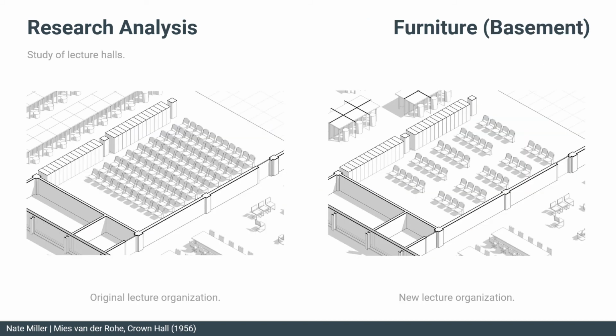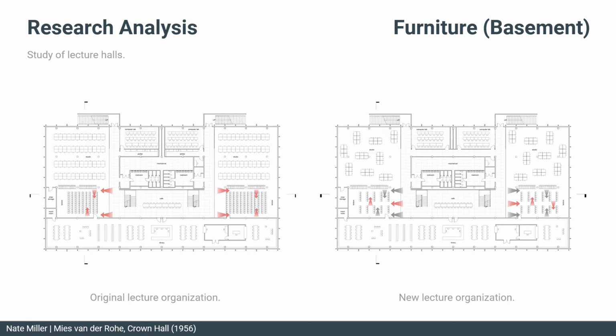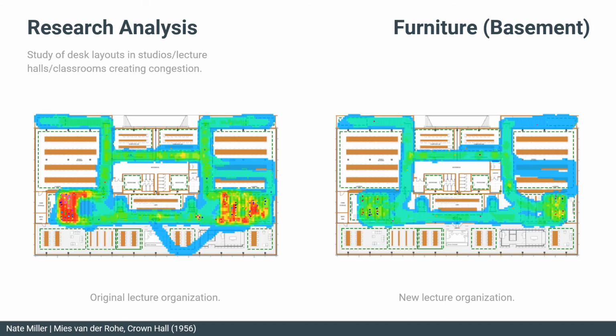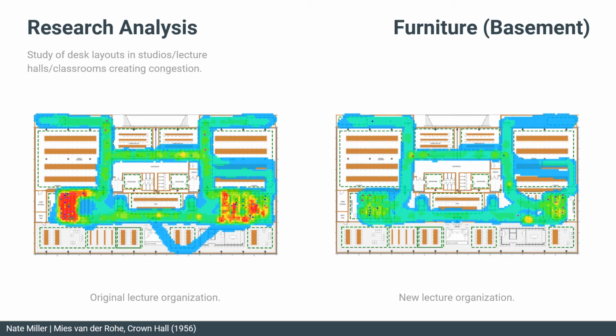My final simulation focused on lecture halls. The lecture halls had a similar problem to the studios, making it almost impossible to socially distance. I added an extra aisle for more circulation, and I increased the space between each row of seats for further social distancing.